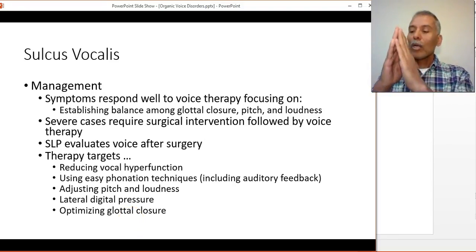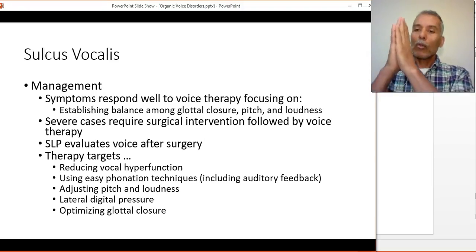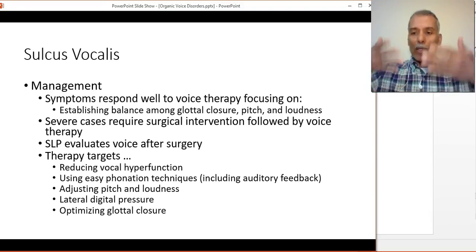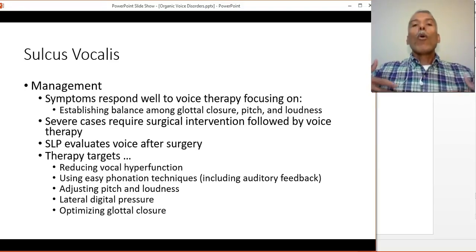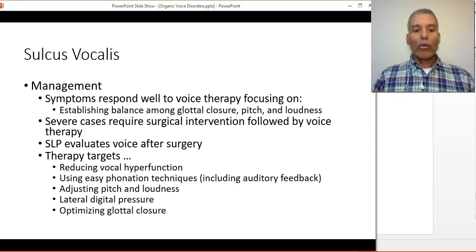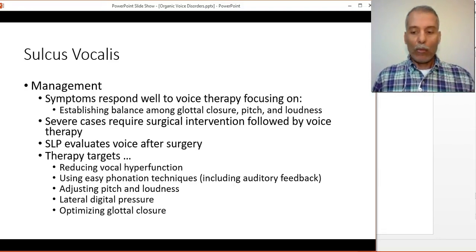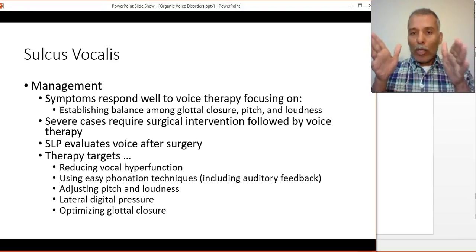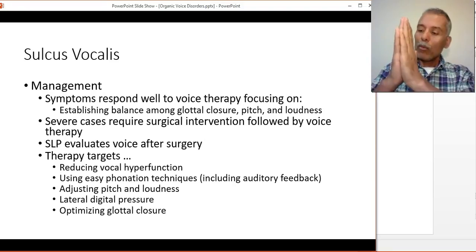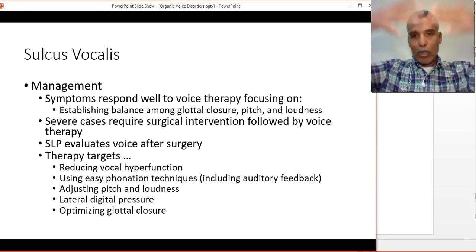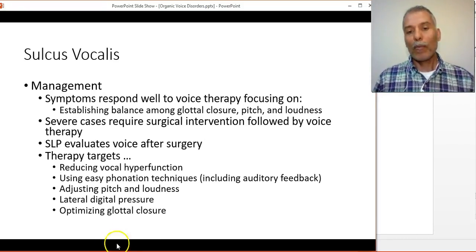Find mechanisms to bring about adduction, of course without hyperfunctioning, but just maximizing, like breathing, for example, building up more air pressure before you speak. That is going to enhance your subglottic pressure, but also enable them to put more energy into bringing the vocal folds closer together, so that they can control the airway more.